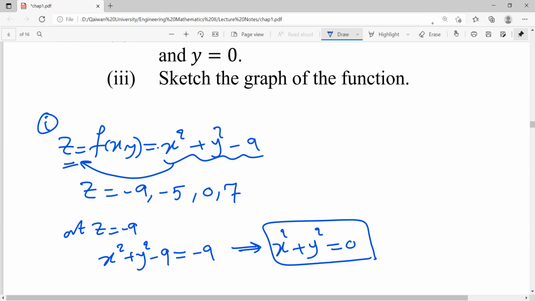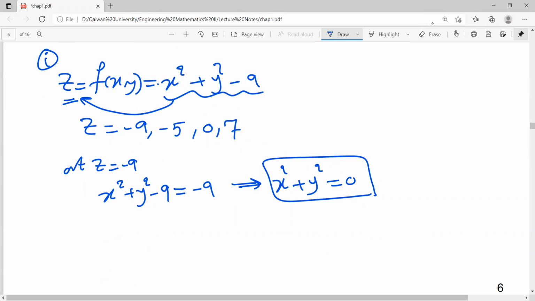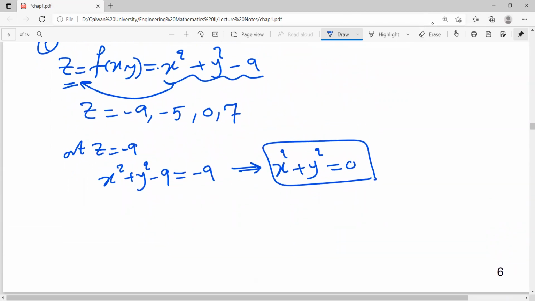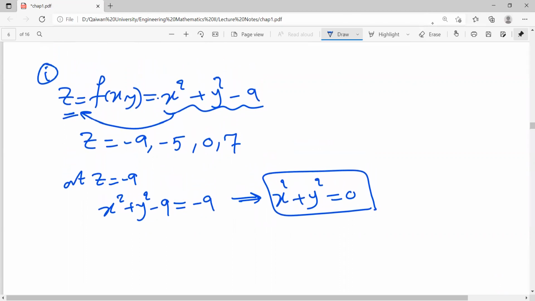This is the equation of a circle, but its radius is 0. That means it's only the origin. At only the origin, we get that x squared plus y squared is 0. So the graph of this function is only the point 0.